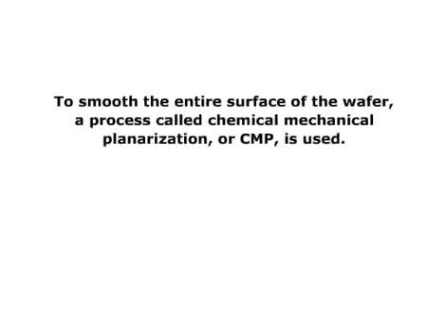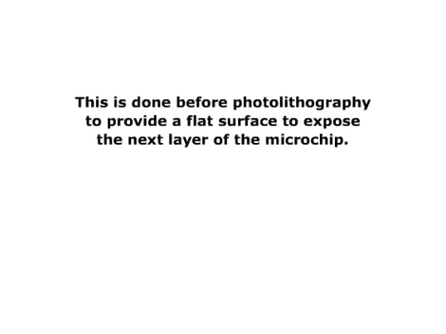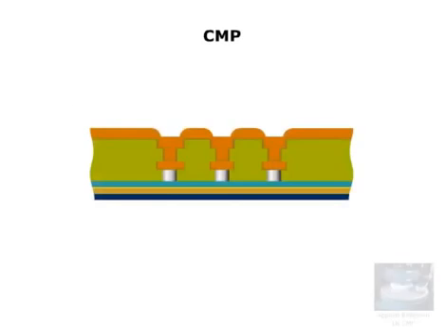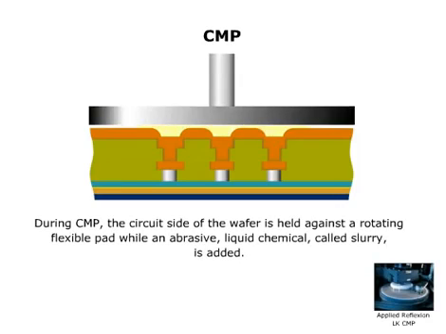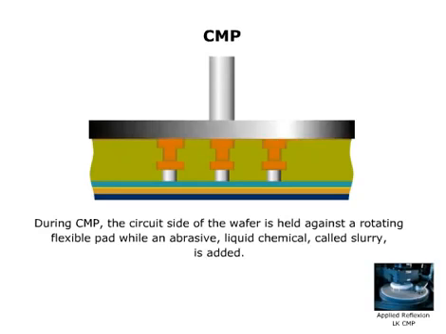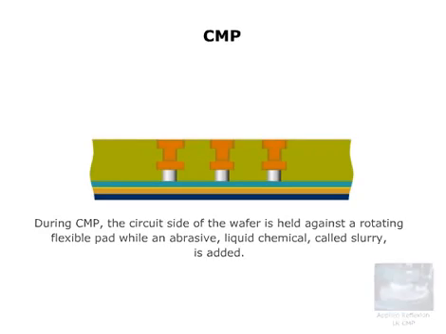To smooth the entire surface of the wafer, a process called chemical mechanical planarization, or CMP, is used. The next photolithography step now has a flat surface on which to create the pattern for the subsequent layer of the microchip. CMP is both a chemical and a mechanical process. During CMP, the circuit side is held against a rotating pad while an abrasive liquid chemical, called slurry, is added.